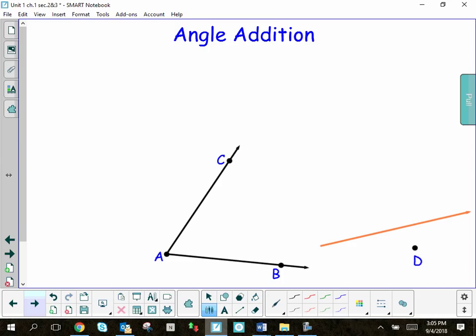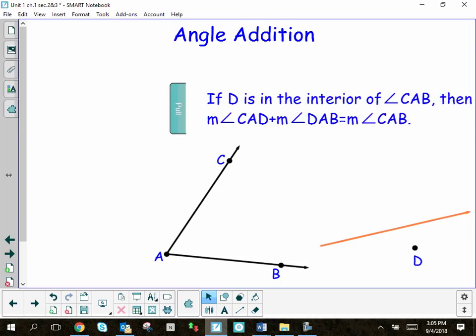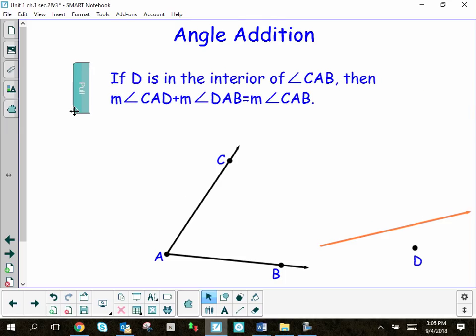Angle addition. This is very similar to segment addition. So if D is in the interior, anywhere in the interior, so D is anywhere in here, then let's make a ray. I'm going to put it down here. So that's point D right there.